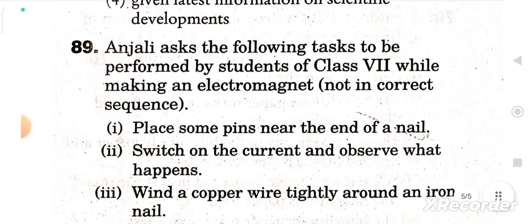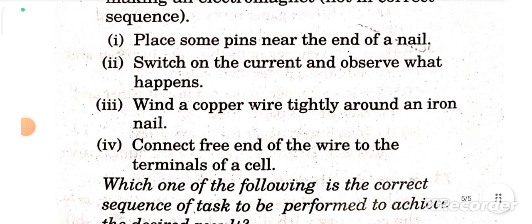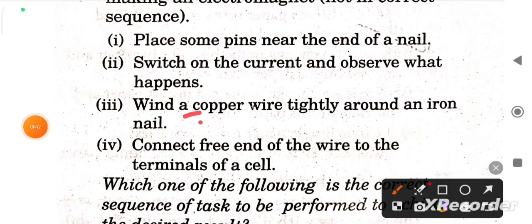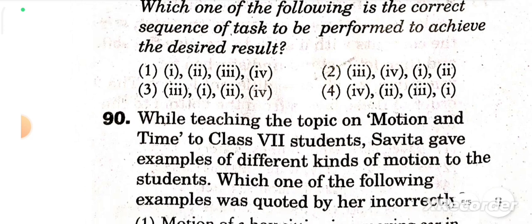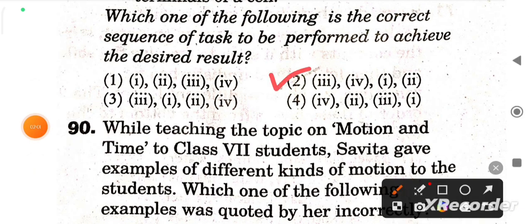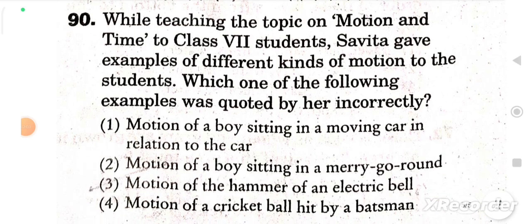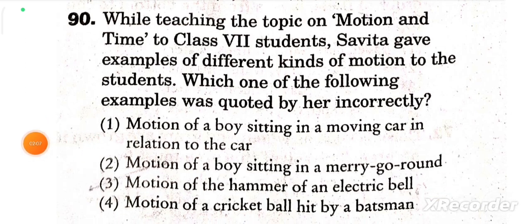Next question is, Anjali asked the following tasks to be performed by students of class 7th while making an electromagnet, not in correct sequence. So here correct option is wind a copper wire tightly around an iron nail. Next is connect free end of the wire to the terminals of a cell. Third is place some pins near the end of a nail. And fourth is switch on the current and observe what happens. So here correct option will be second. Third, fourth, one, second.